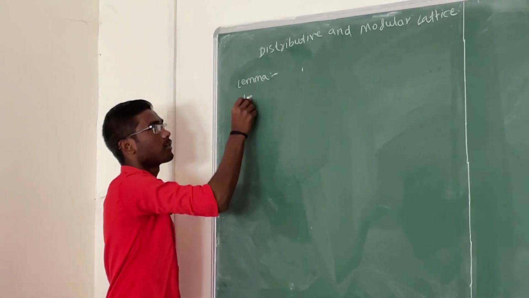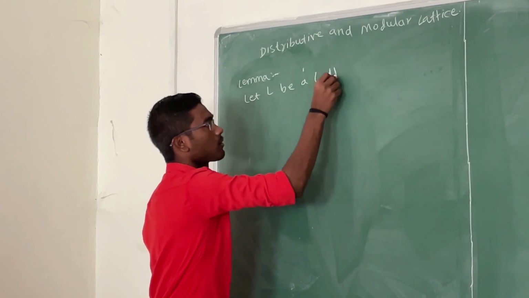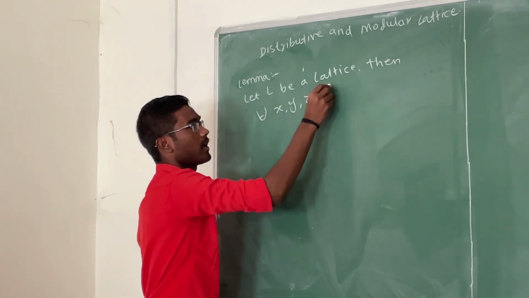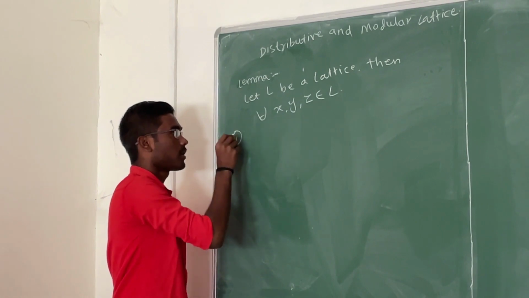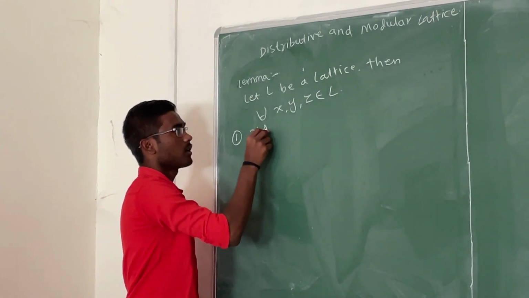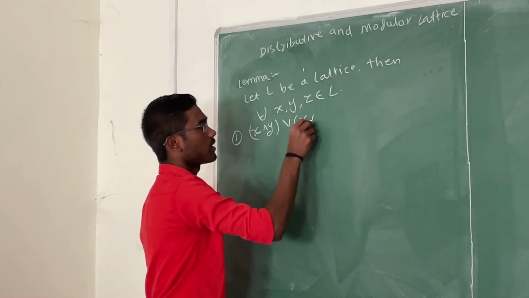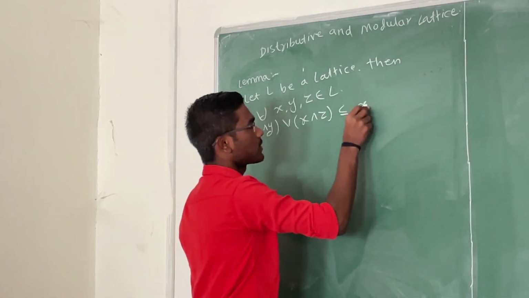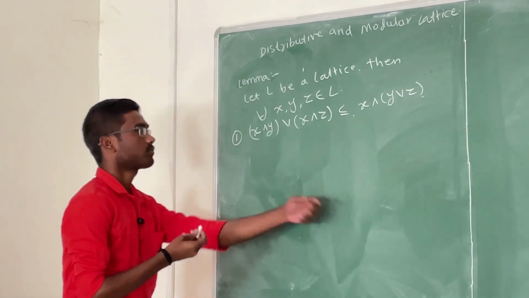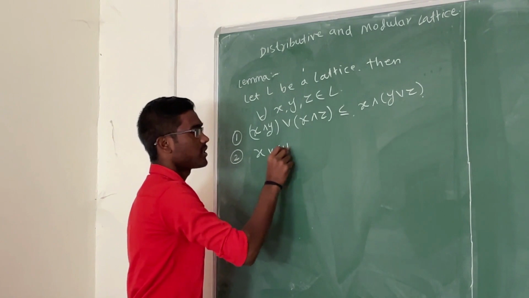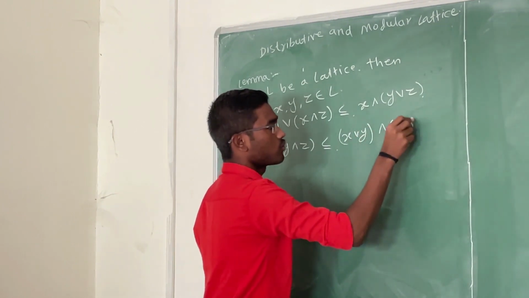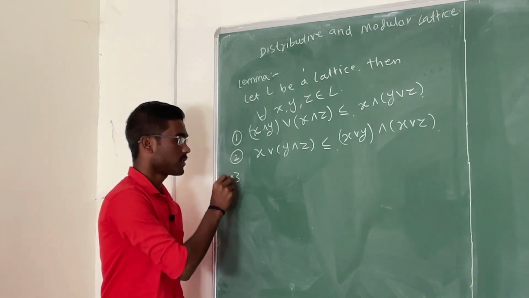First lemma: let L be a lattice, then for any x, y and z in L, the four conditions or four inequalities here are true for any lattice. First one, x meet y join x meet z is less than or equal to x meet y join z. Second one, x join y meet z is less than or equal to x join y meet x join z.